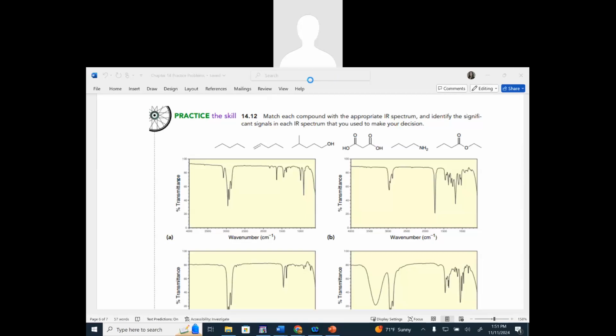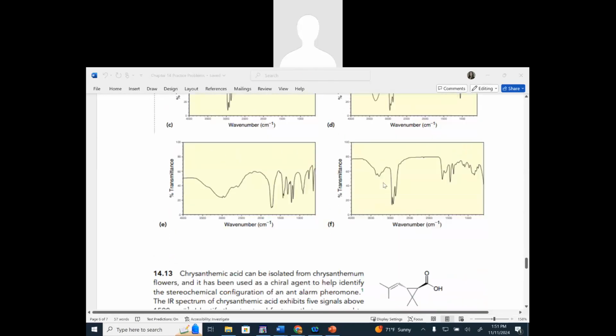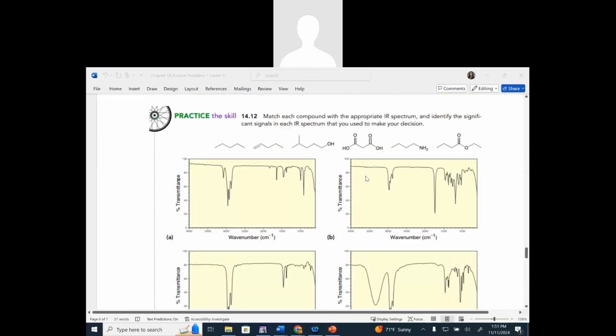For problem 12 from chapter 14, we're asked to take a look at these spectra shown here. So we have 6 spectra to examine and match each of these compounds shown below, and then identify the significant signals that we've used to make our decision. So we're going to take a look at how we can interpret these spectra shown below.